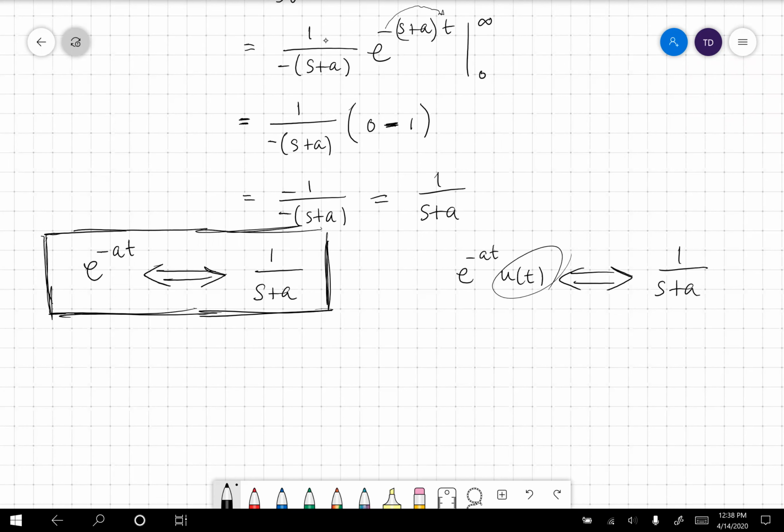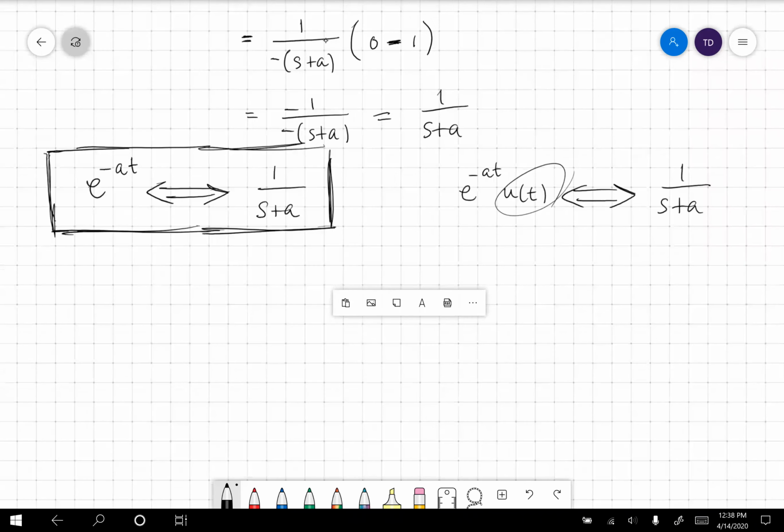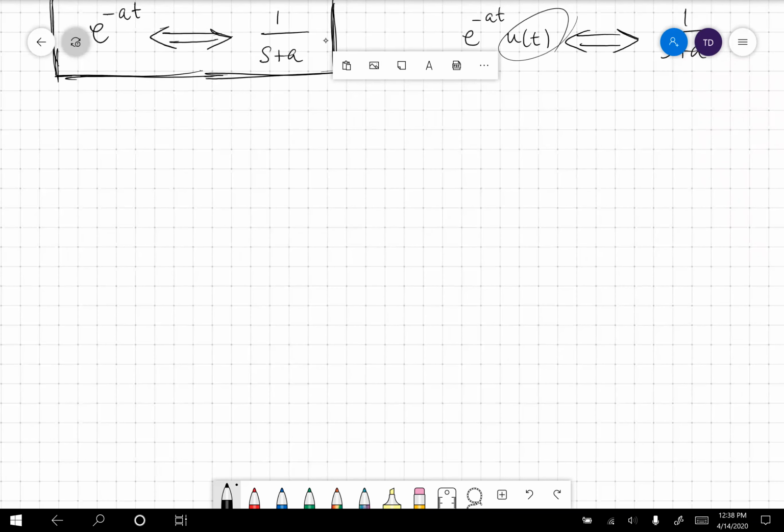I want to do one more functional transform for you, and I'm going to select one of the sinusoidal functions. You tell me what you want me to do. First one to chime in. Do you want me to do the sine or the cosine? Cosine. Cosine it is. So let's look at the Laplace transform of cosine of omega t.